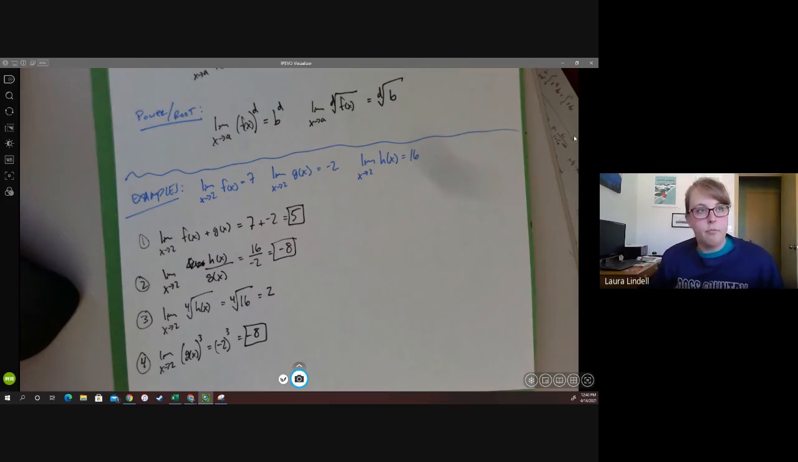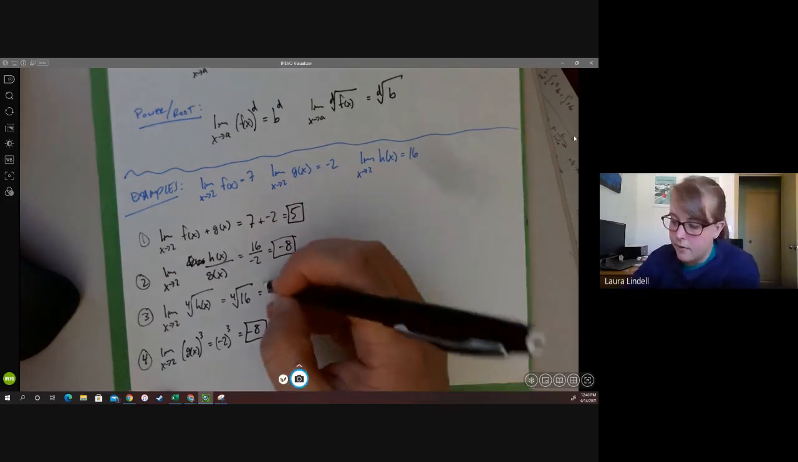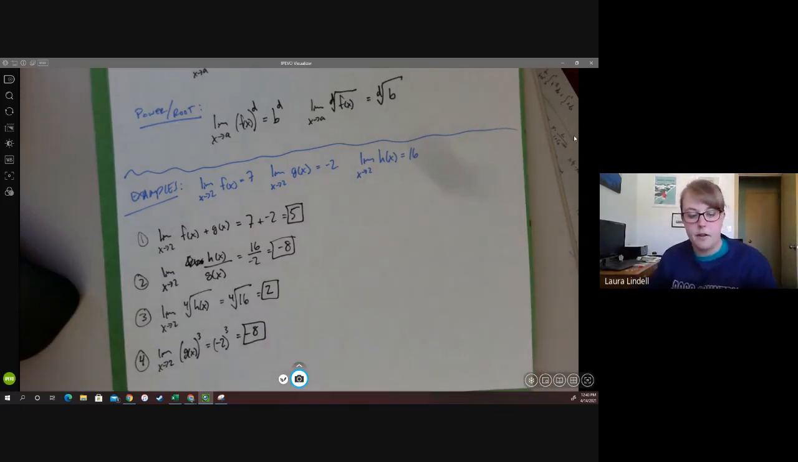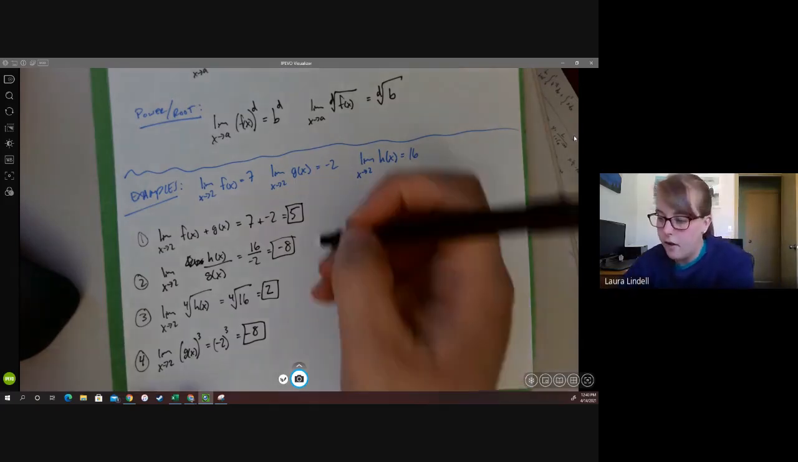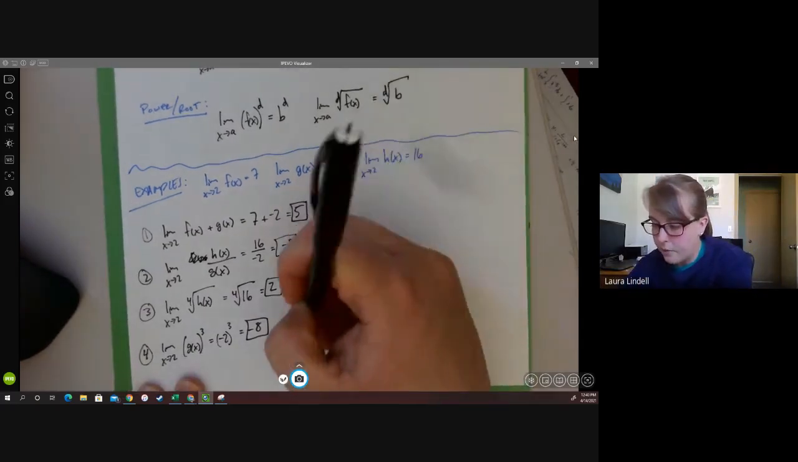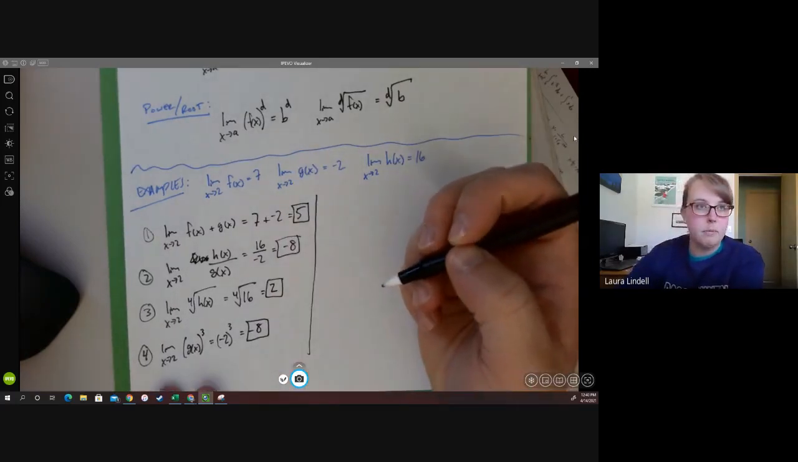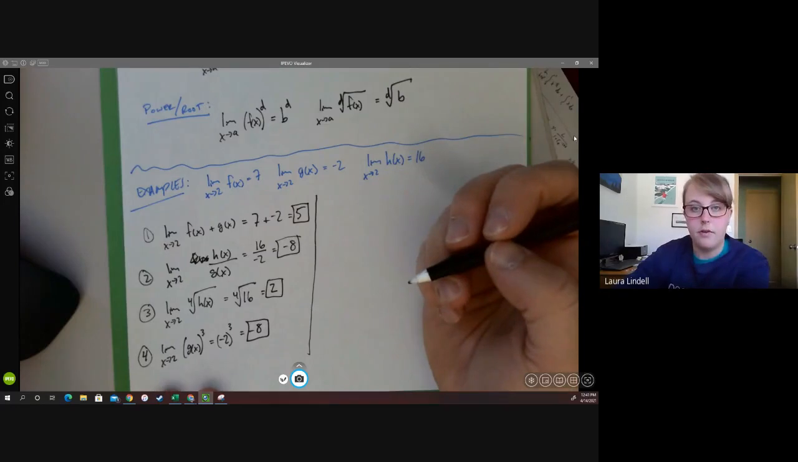So the other kind of problem that you're going to see with these is going to be where you combine all of these things and do like f plus g times h or something like that. And they all work together the way you would kind of expect them to. So let's show a couple of those, and then you guys will get to try a few, and we'll get on our way here.